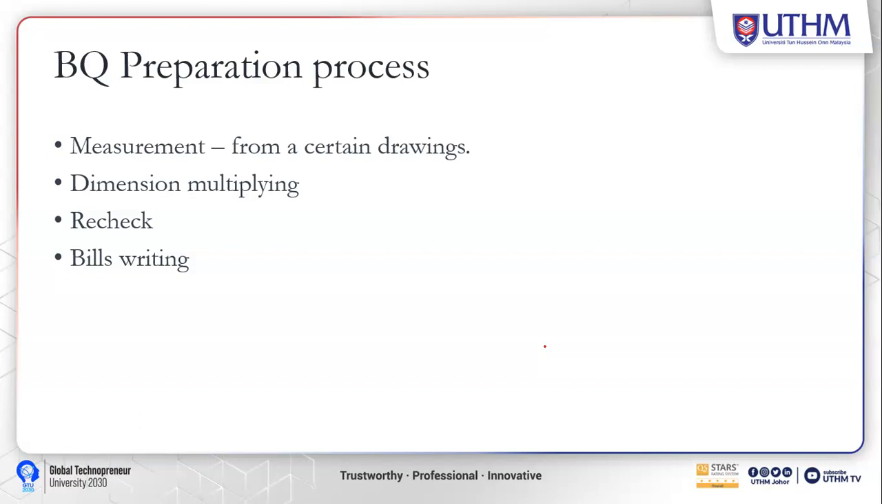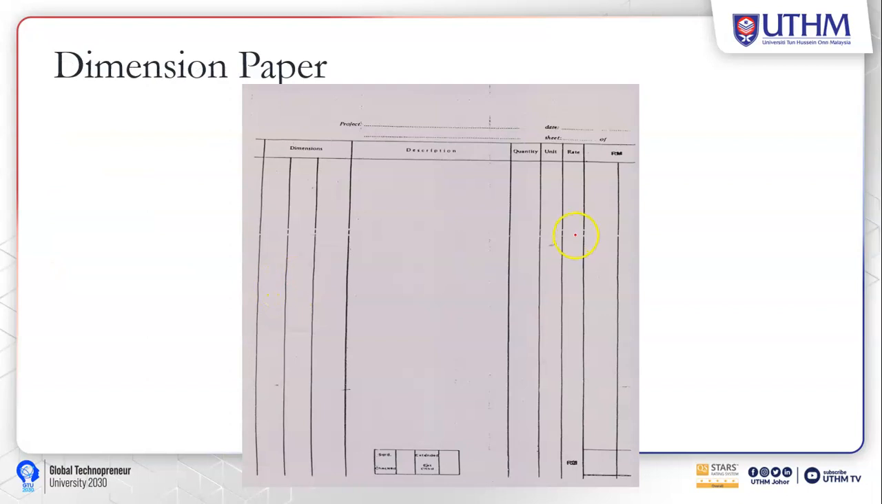And then how do we do the BQ, the bill of quantity? Firstly, we need to do the measurement. This measurement you need to do based on a certain drawing, and then you need to do the dimension multiplying, do the recheck, and do the bills writing.